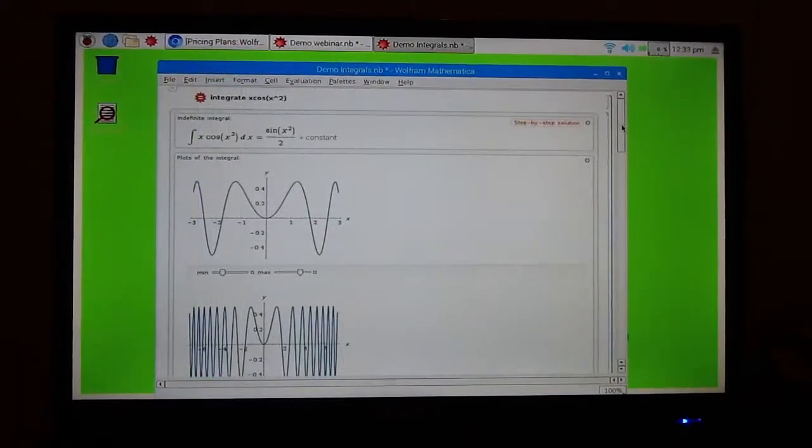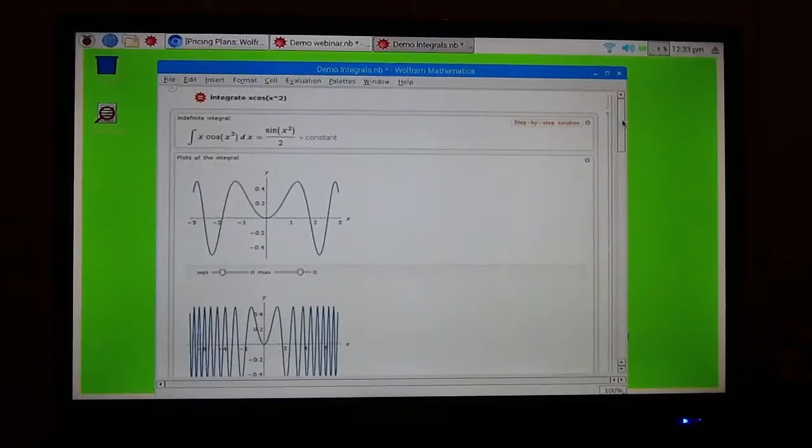Okay, now let me give you a quick example from calculus. If you don't know calculus, this won't mean much to you at all. But if you do know calculus, this will mean a lot to you. I want to integrate x times cosine of x squared. Integrate just means find the antiderivative, or the indefinite integral as it's called. And here is the answer. It gives it to me immediately. And it will also show me a step-by-step solution of how to do it if you want to learn to do it manually.